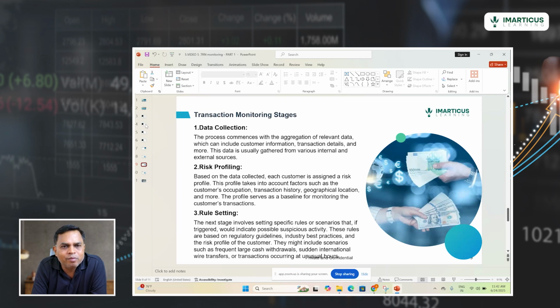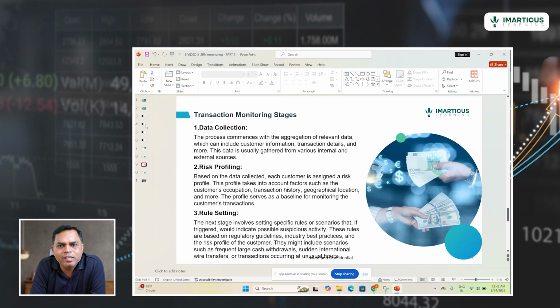So that is a CTR report, or they might need a TTR report. TTR stands for trade and transaction reports, a series of trades or transactions done by the customer. So in the first stage, data collection, all the reports which are essential for carrying out the transaction monitoring need to be collected. The second stage is risk profiling.